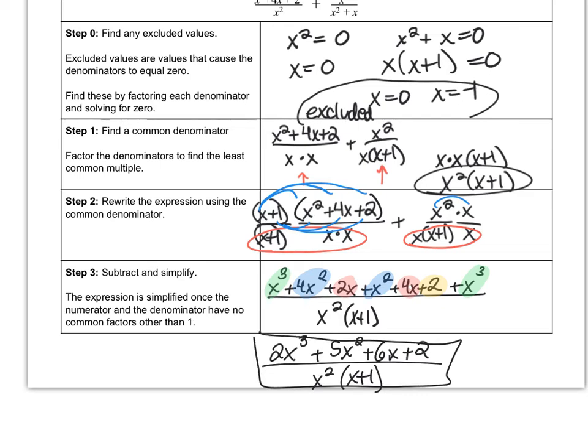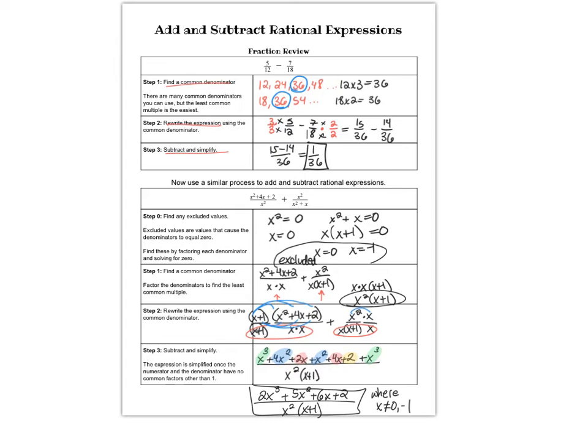Now let's not forget our excluded values. So remember that at the very beginning we said that x cannot equal 0 and it cannot equal -1. So we want to qualify this saying that this is the sum of those expressions as long as x doesn't equal 0 or -1. So adding and subtracting rational expressions really is just like adding and subtracting fractions. Let's go to the next page so that you can try some out.